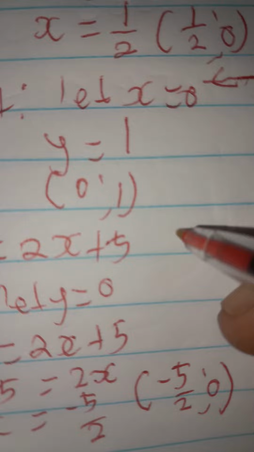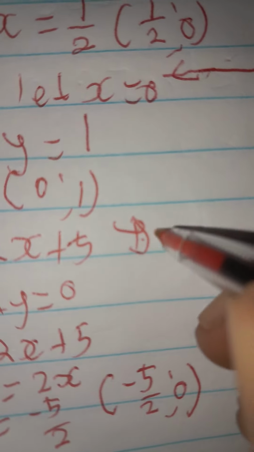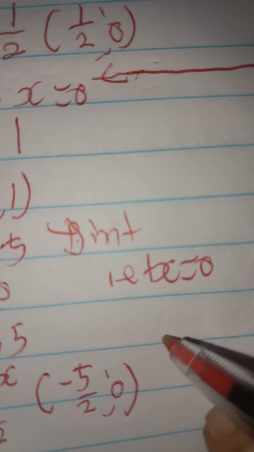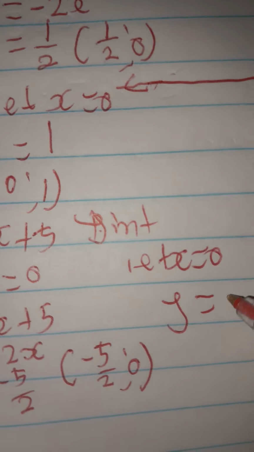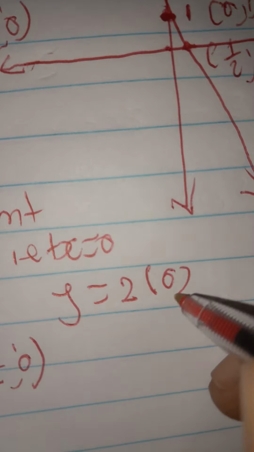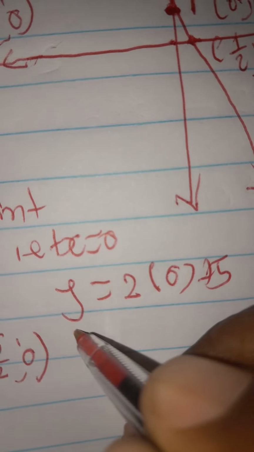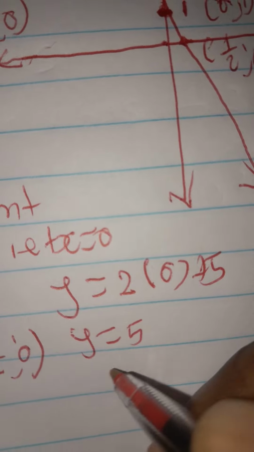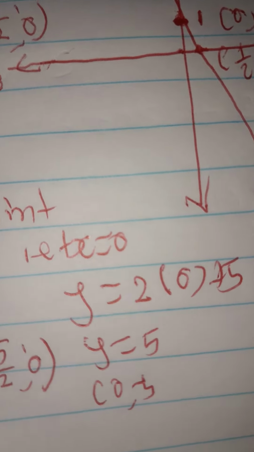So what about the y-intercept? Y-intercept, I said let x be 0. So it's going to be 2, remember? Where there's x, you place 0. 2 times 0, it's 5. So it's going to be 5. So it's going to be 0 and 5.